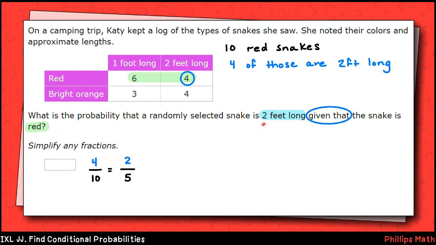Now it says, what's the probability that a selected snake is 2 feet long given that it is a red snake? Well, the 2 feet long column is right here, and it shows that there are 4 of those 10 red snakes that are 2 feet long. So that'll just be the fraction 4 out of 10, which simplifies to 2/5.